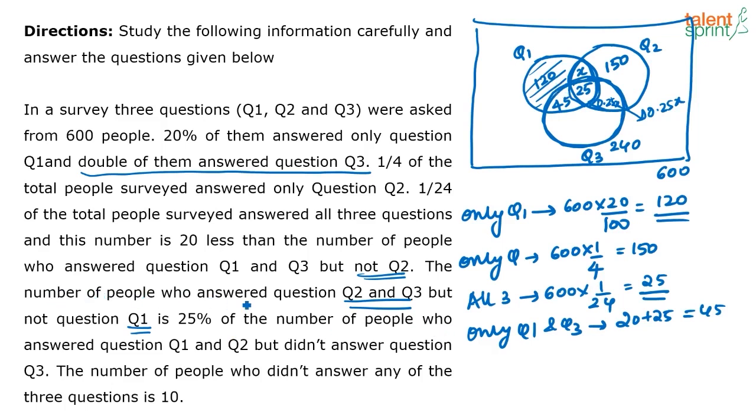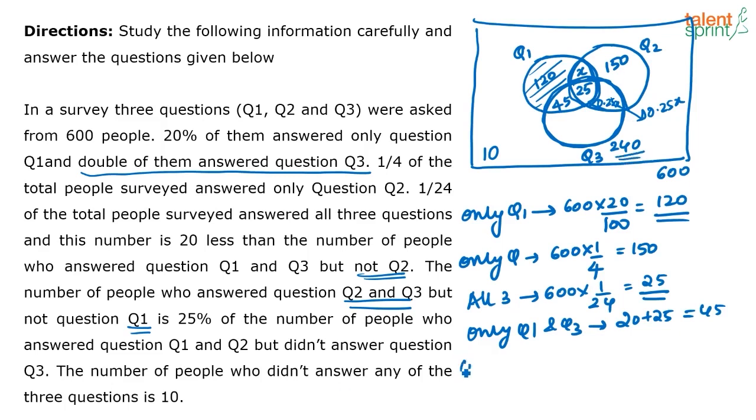They say the number of people who answered the question Q2 and Q3 but not question Q1 is 25% of the number of people who answered the question Q1 and Q2 but didn't answer Q3. Next they have said the number of people who did not answer any of the 3 questions is 10. So there are 10 people who have not answered any of the 3 questions. Now you have most of the information here. You have one X here, one 0.25 X here. Now this full circle, the value is 240.